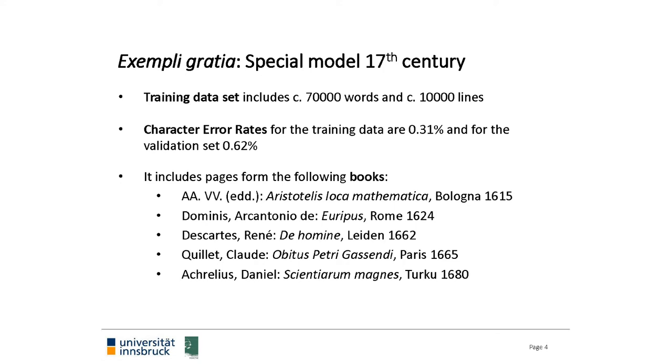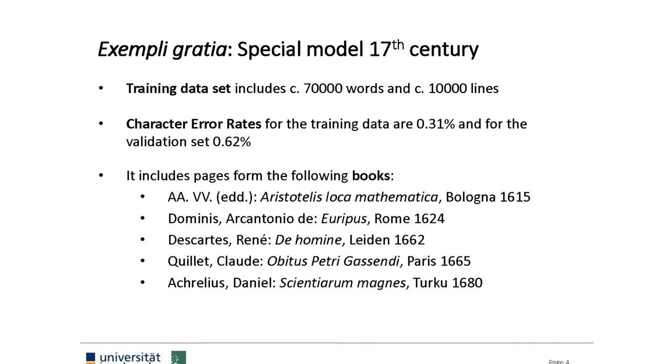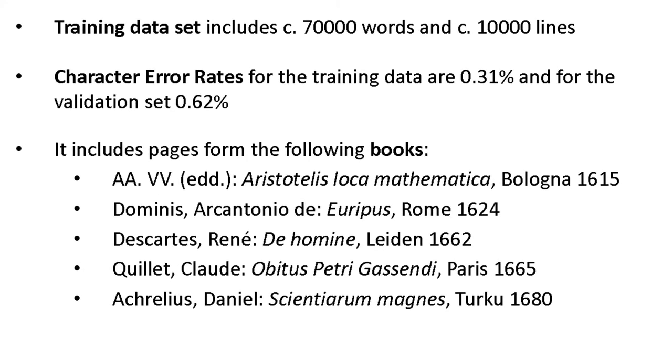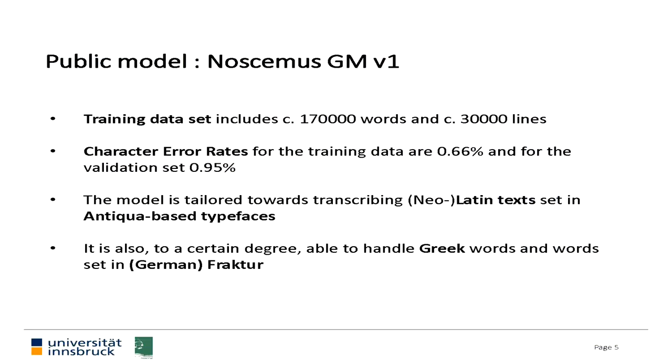In this model, pages are included from the following 5 books. You can see I tried to select some books from the beginning of the century, from the end of the century, and from the middle of the century. In December last year, I had 3 special models finished and available, and then I merged them into the general model. The general model consists of about 170,000 words in the training data set and about 30,000 lines.